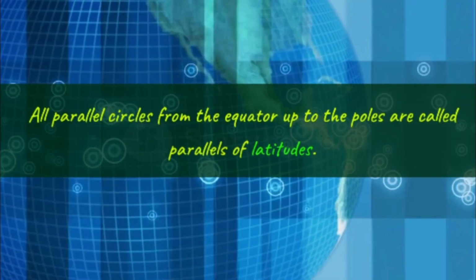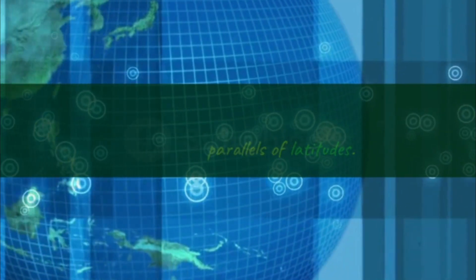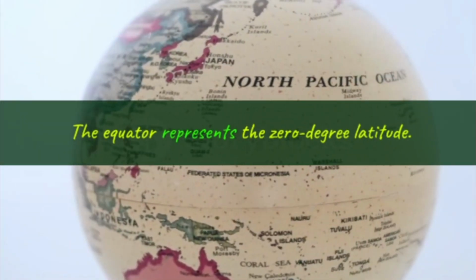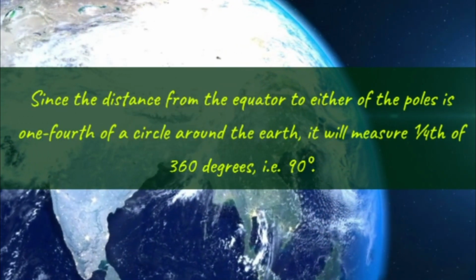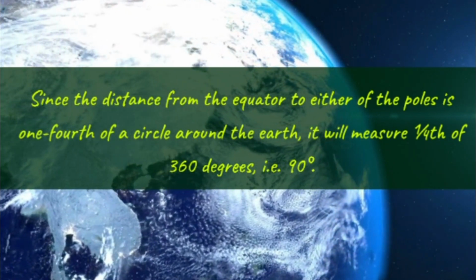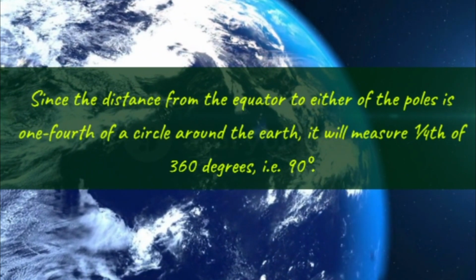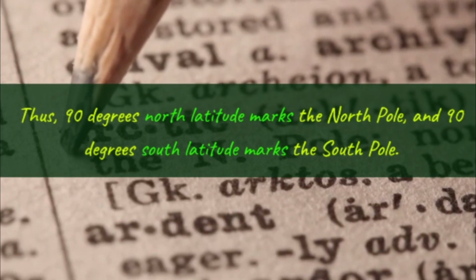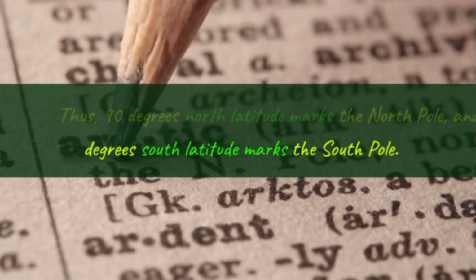All parallel circles from the equator up to the poles are called parallels of latitudes. Latitudes are measured in degrees. The equator represents the 0-degree latitude. Since the distance from the equator to either of the poles is 1/4 of a circle around the Earth, it will measure 1/4 of 360 degrees, i.e. 90 degrees. Thus, 90 degrees north latitude marks the North Pole, and 90 degrees south latitude marks the South Pole.